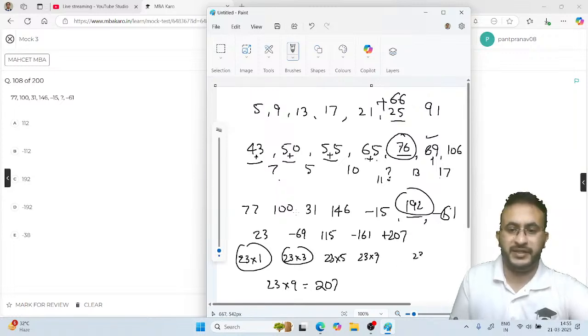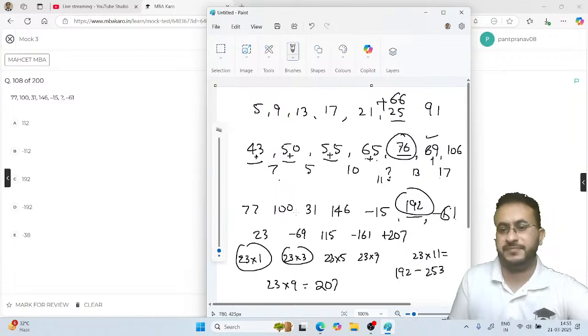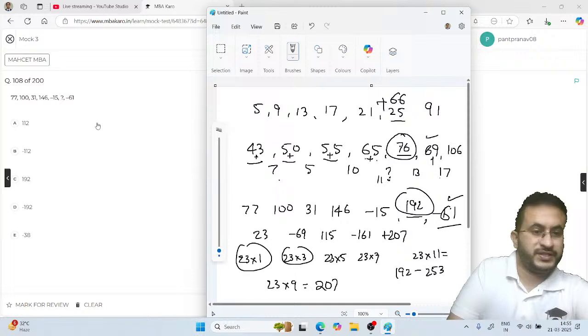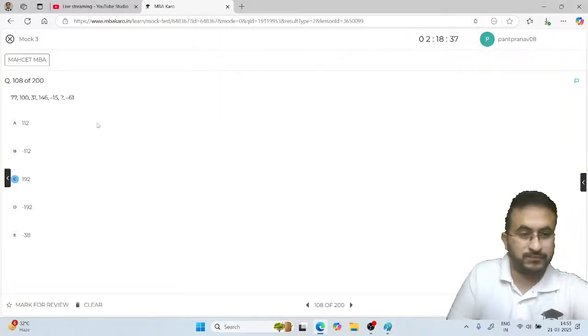Next one is 23 into 11, that is 230 plus 23, 253. 192 minus 253 is minus 61, which is fitting. So this is 192.